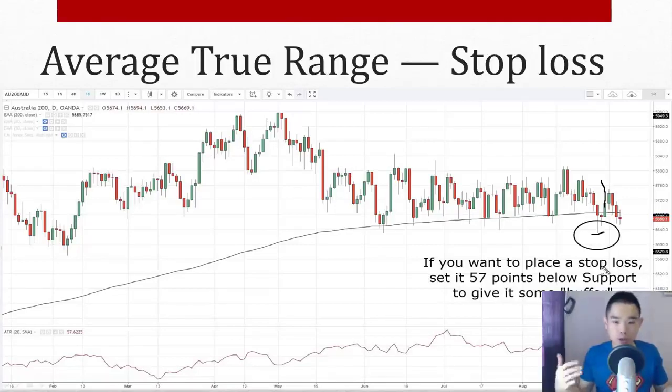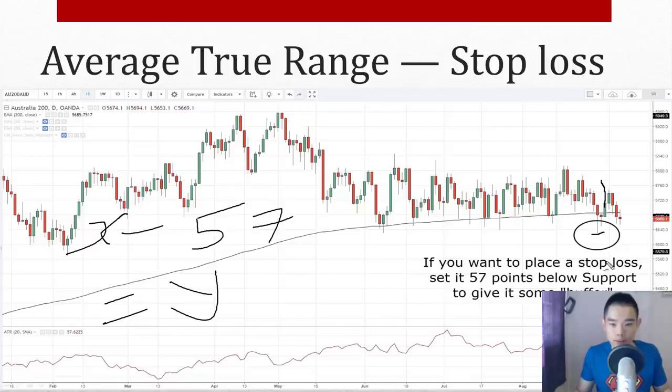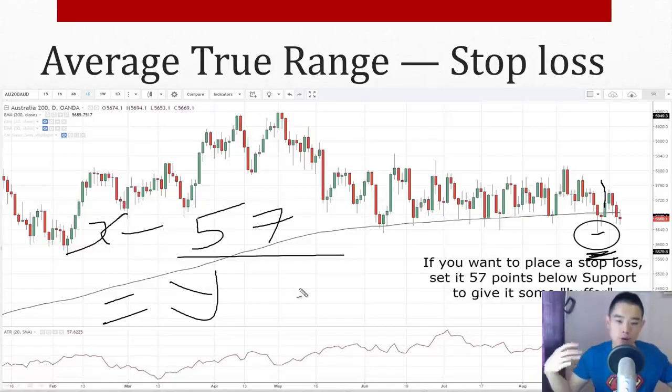So what you can do is use the ATR indicator. The value is 57. Let's say, for example, the low over here is X. What you'll do is take X minus 57, and let's say you get Y. So your Y value will be somewhere about here. This is where you set your stop loss. So the distance from this low to Y is your ATR. This is how you give your stop loss some buffer, so you don't get stopped out often. This is a very powerful trick that you can use to set a proper stop loss.